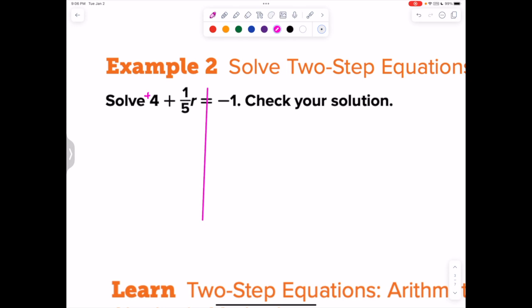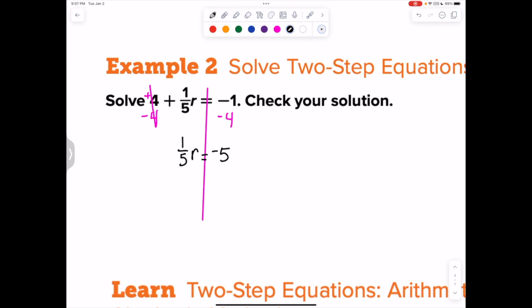So what would the opposite be? Well, it would be subtract 4 to both sides. Now I can cross that off. Okay, and what do we have left? Well, I have my 1/5 r, my positive 1/5 r, equals, and then be careful here, negative 4 and a negative 1 is a negative 5. We're just joining them together.